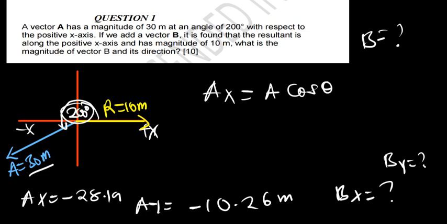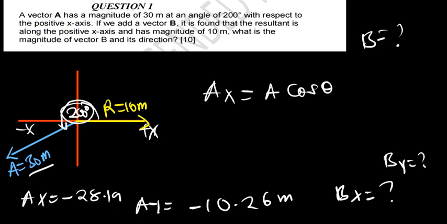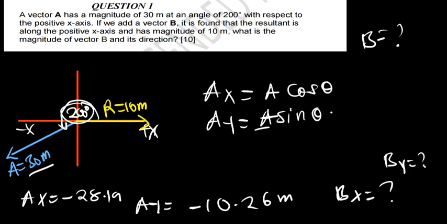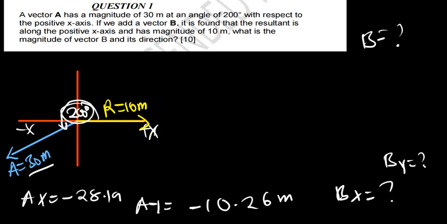Yes, thank you. Then for y, you take the vector A times sine of the angle. You already have A, and you also have theta. You plug in the values, and that is our Ay here. We are cool there. We can continue. Now let's find the resultant.